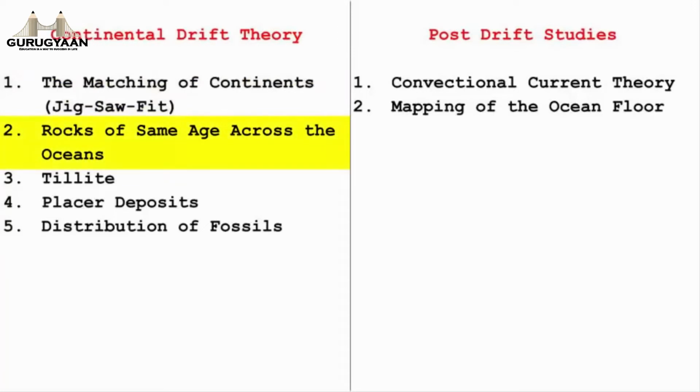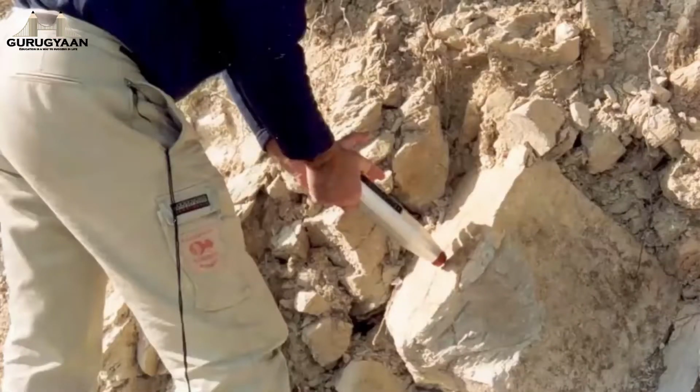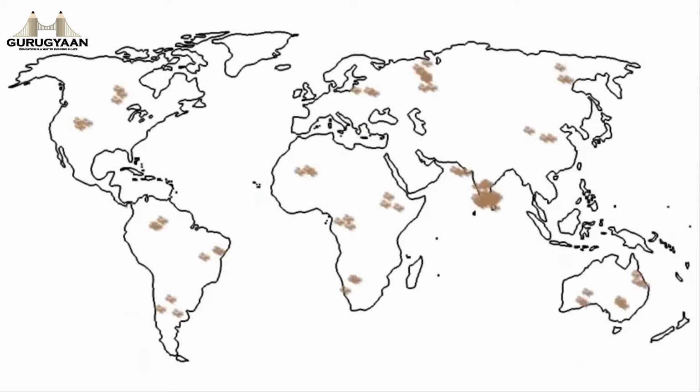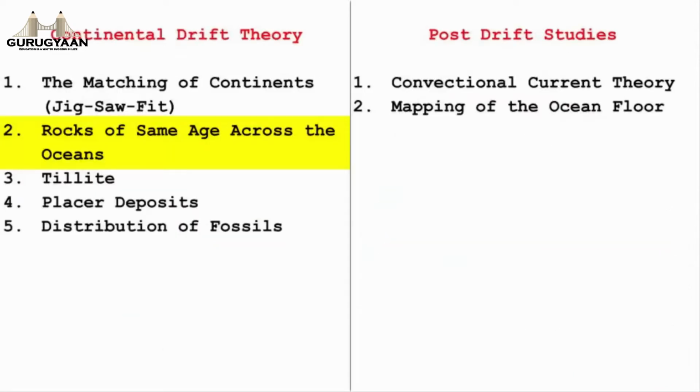The second point in continental drift theory talks about the fact that rocks from different continents were of the same age. And this point made Wegener believe that the land masses were once together and they slowly drifted away. Again, the reason behind the drifting is much deeper than just looking at rocks and saying they all are the same.